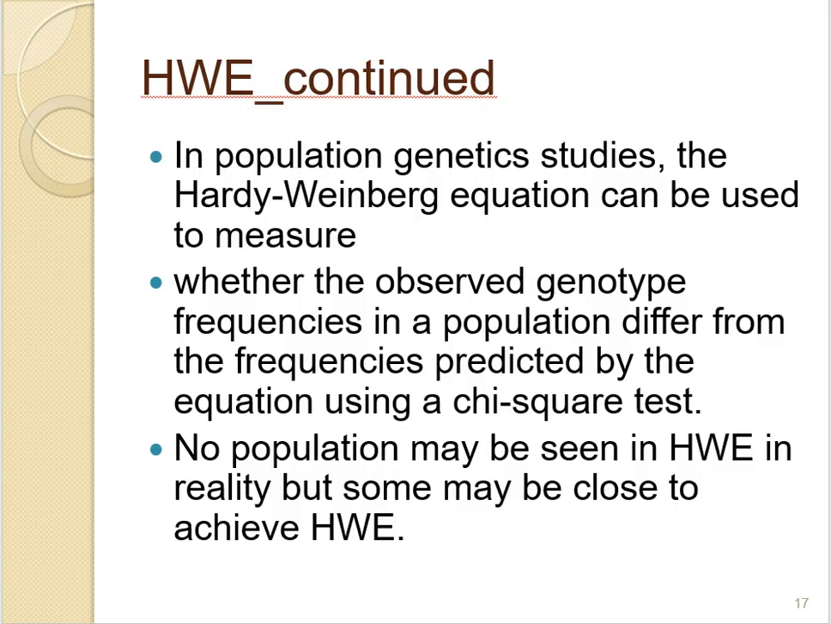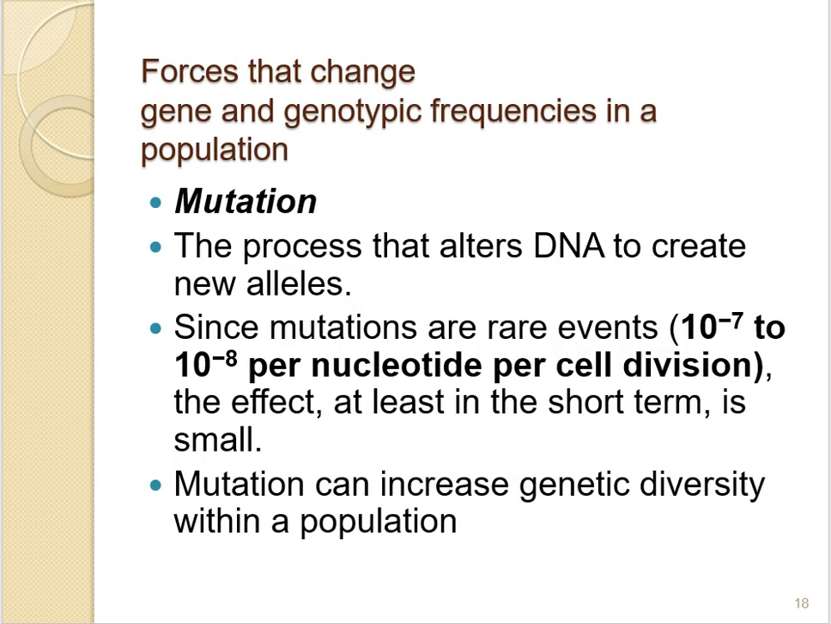So now we have described the Hardy Weinberg equilibrium. Let's look at the forces which change gene and genotypic frequency in a population. Mutation is a process that alters DNA to create new alleles, but mutations are rare events, 10 raised to the power minus 7 to 10 raised to the power minus 8 per nucleotide per cell division. Therefore their effect could be small, but mutation can always increase genetic diversity within a population.